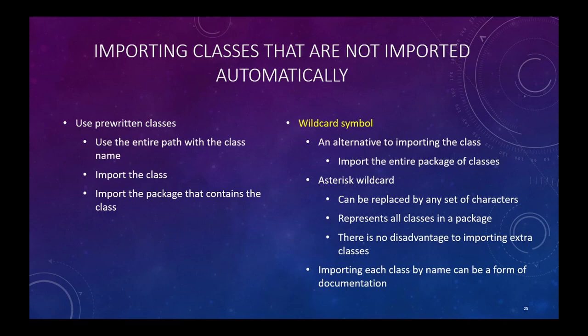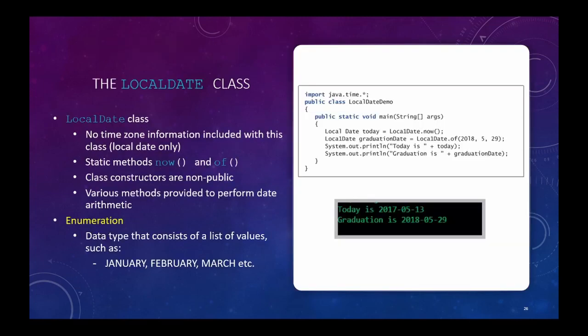So let's take a quick look at a class called LocalDate. The LocalDate class is located in java.time. So we're going to use the import statement and a wildcard to import the whole entire package. See where at the very top it says import java.time.asterisk. Okay, that's what's going to import that entire java.time package.